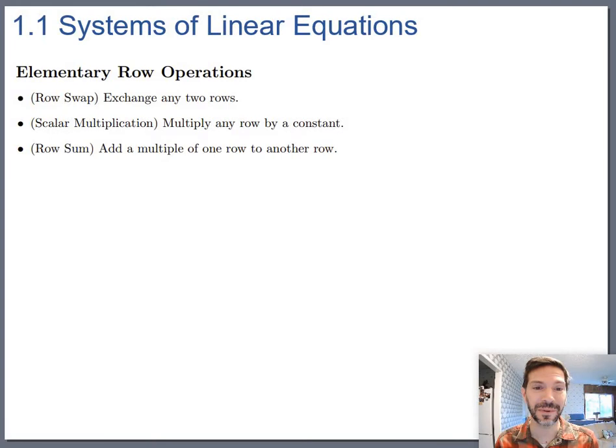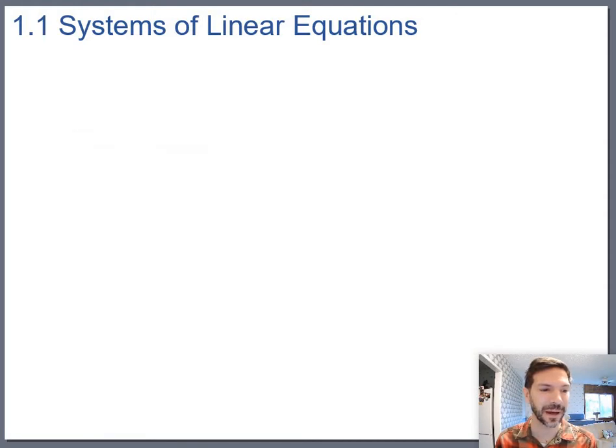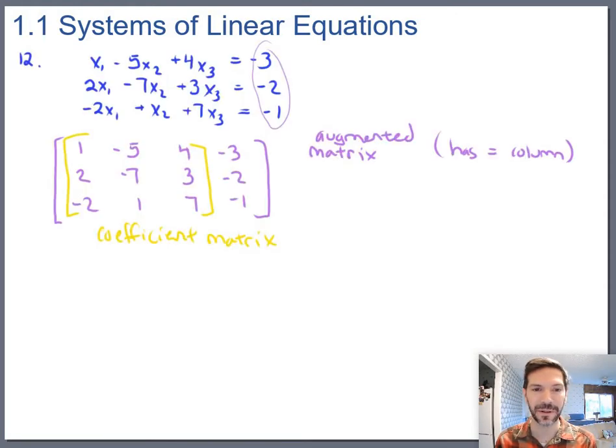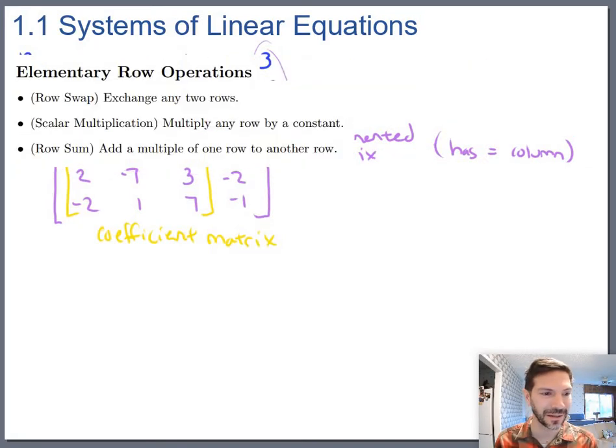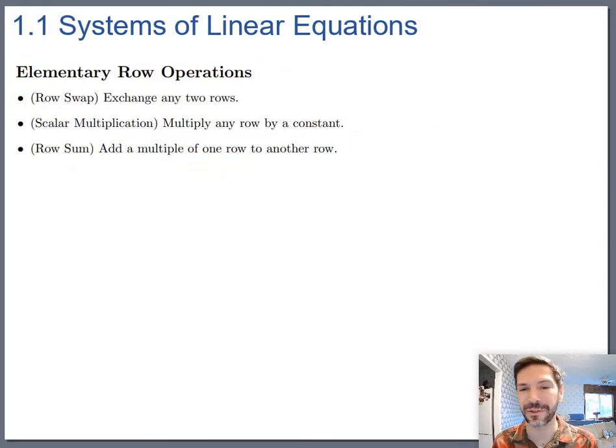The second operation is scalar multiplication, which just means multiply a row by a constant. That's the equivalent of going back to our example here and saying I want to multiply both sides of this first row by 2. And you know that's okay to do to an equation. As long as you do the same thing to both sides, you're allowed to do anything you want to both sides. So you're allowed to multiply any row of a matrix by a constant.